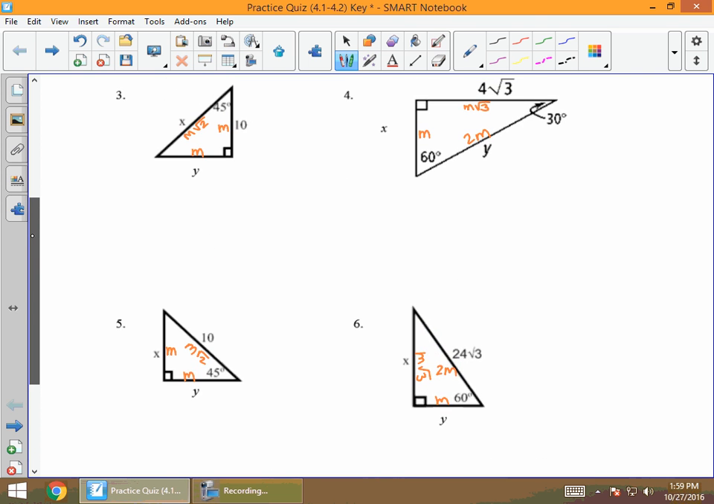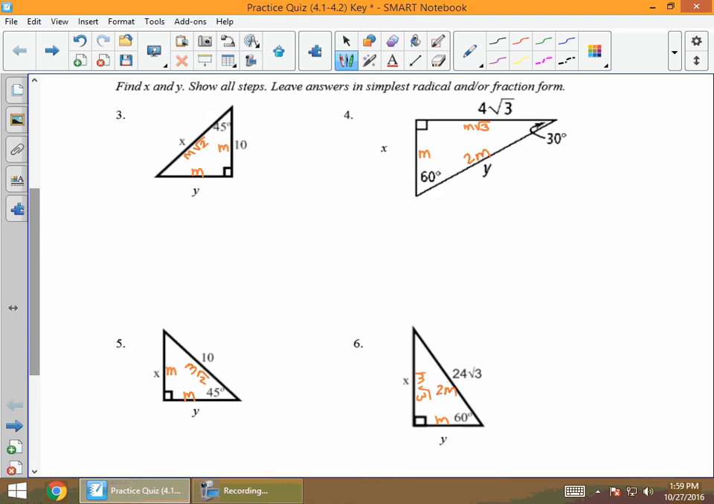All right. Now that I have those in there, that's my first step. I'm going to find an equation. So for number 3, here's my little equation right here. I have m is equal to 10. And then I try to solve it for m. The good news is it is solved. M does equal 10. So I am done.